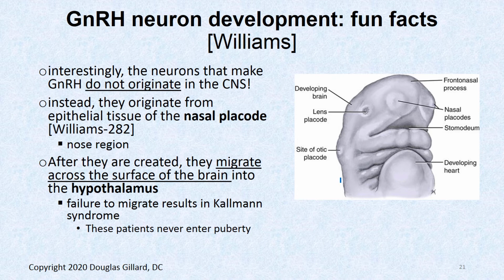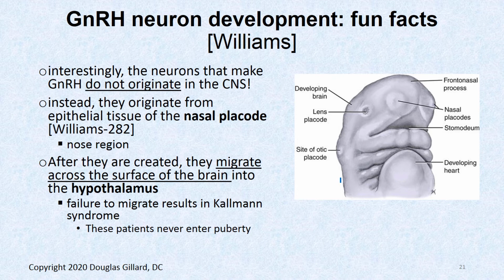So gonadotropin-releasing hormone, some fun facts about this. The development of GnRH is really strange. The neurons that make gonadotropin-releasing hormone are in the hypothalamus, just like, let's see, what's an example? Antidiuretic hormone. That's made in the hypothalamus and transmitted down into the posterior pituitary. So these are also made there. Gonadotropin-releasing hormone is made there.